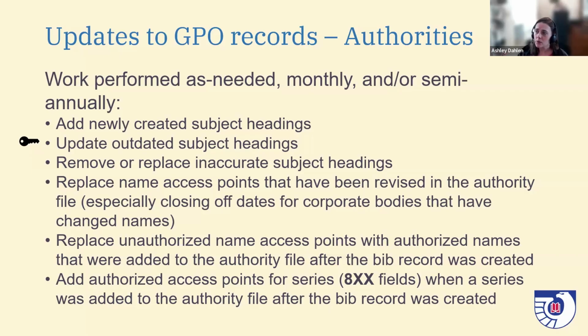So for example, the federal government has a lot of corporate bodies that are changing their names all the time. We close dates off, things like that. We replace unauthorized name access points with authorized names that were added to the authority files after the bib record was created. And then we also go through and we add authorized access points for series, like those 8XX fields, when a series was added to the authority file after the bib record was created, which happens a lot in the federal government.